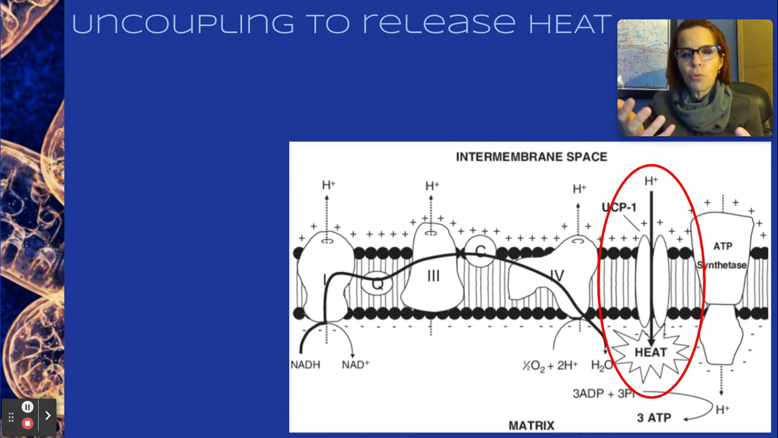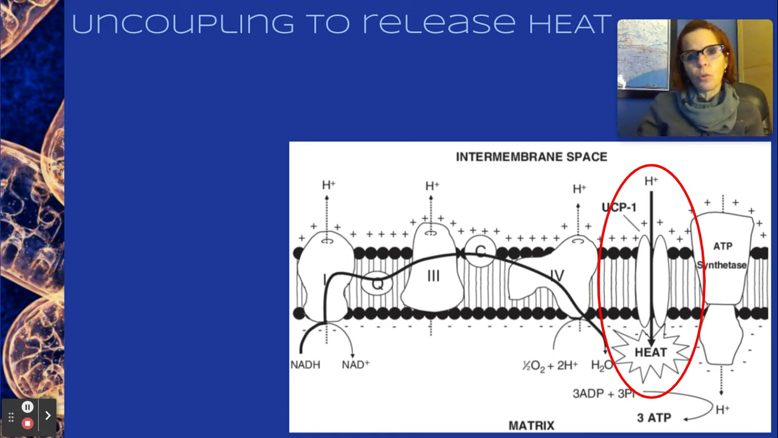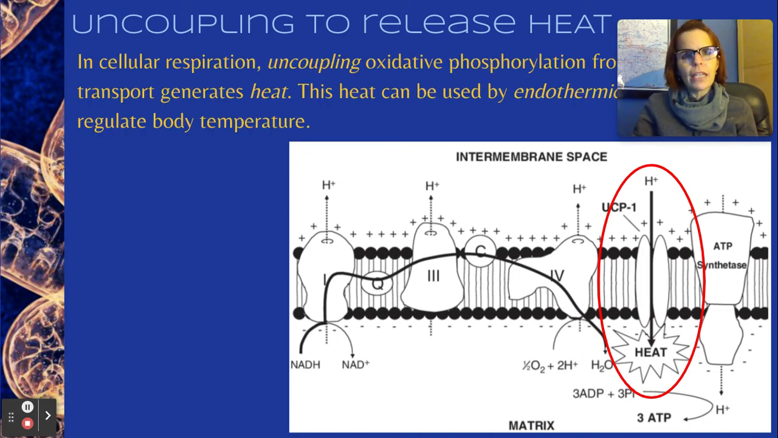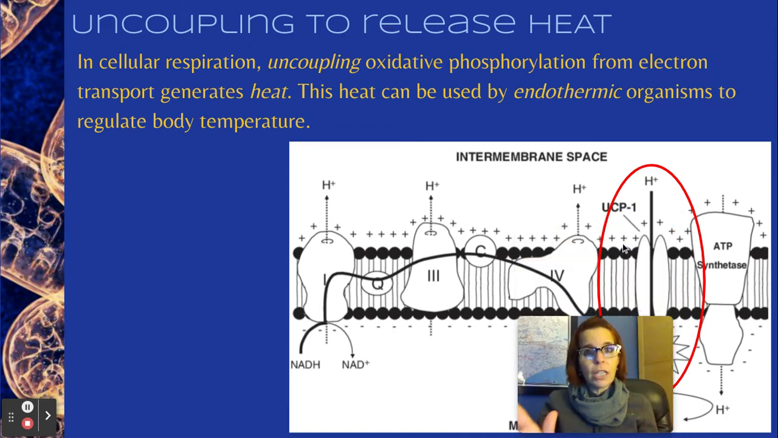We're called endotherms. That's as opposed to something like an insect or a reptile. They're called ectotherms, and they have to get warm by being out in the sun or by being somewhere that is warm. We generate our own heat. How is it that we generate our own heat? We generate our own heat by uncoupling cell respiration sometimes.